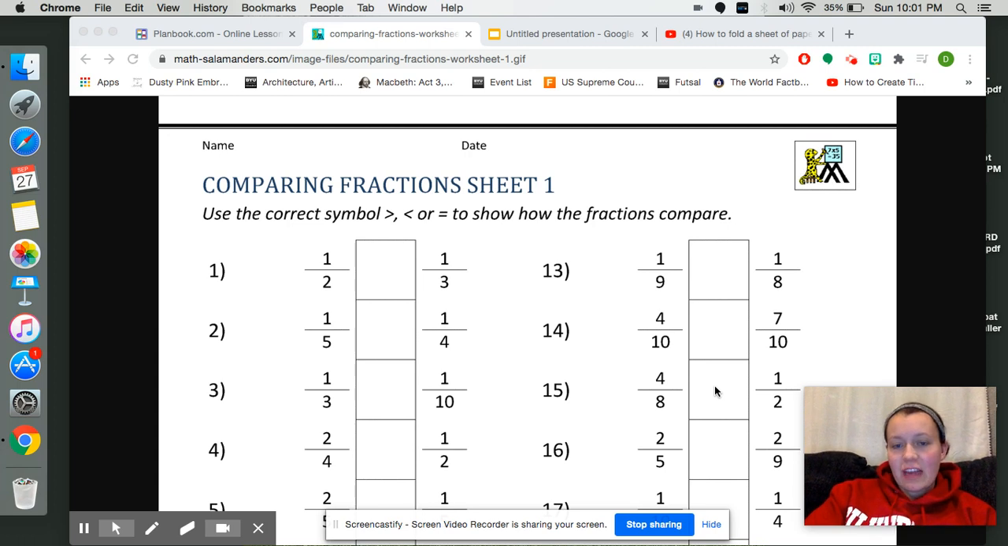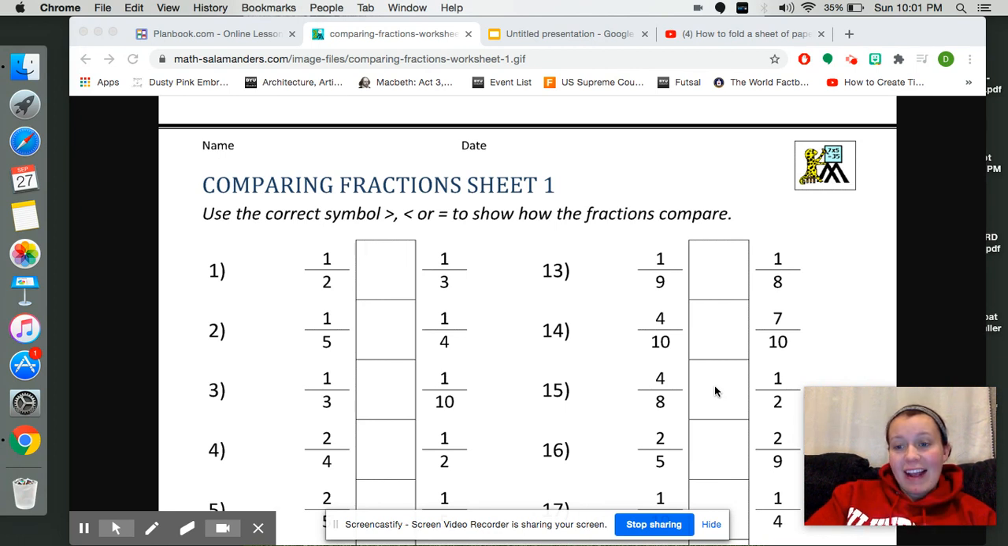All right, fifth graders, it is time for our math lesson for the day. So, today we're going to continue on comparing fractions because I really want you guys to have this down and be super, super solid about it before I move on to anything else with math.